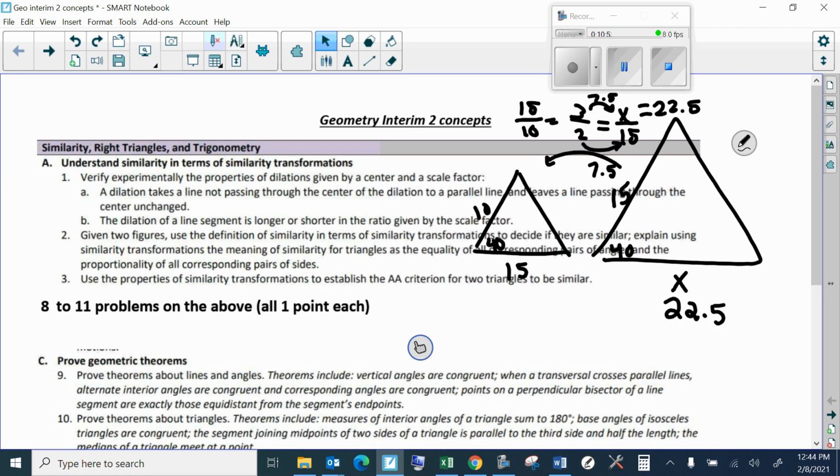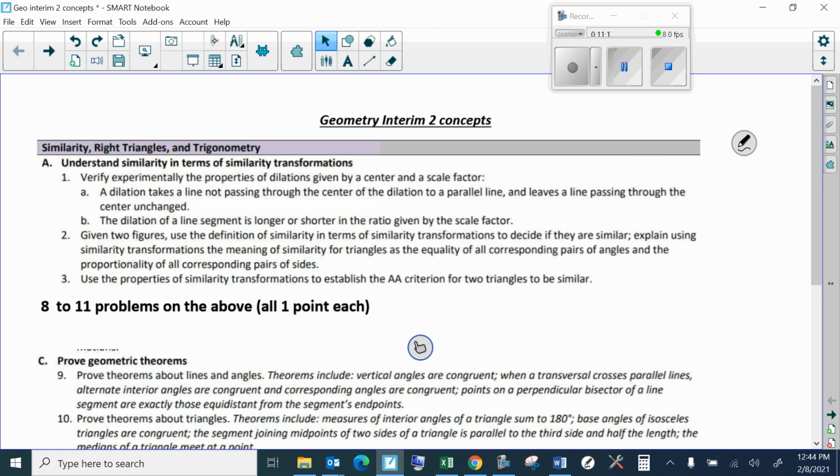Now they might go ahead and give you this instead. They say this is 22. And they ask, are they similar? Are they? The answer is no, because it should have been 22.5 as we just showed by SAS. Okay, so that's how you check SAS for similarity. So that's number 2.